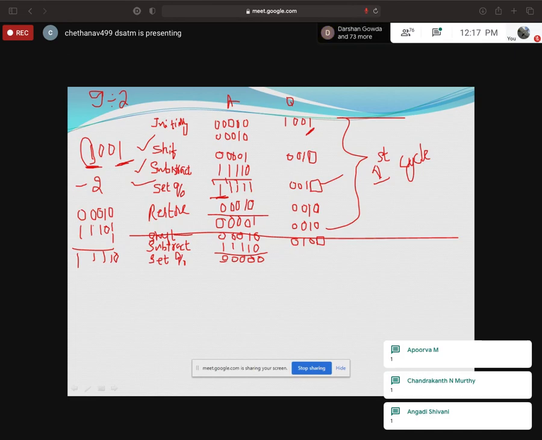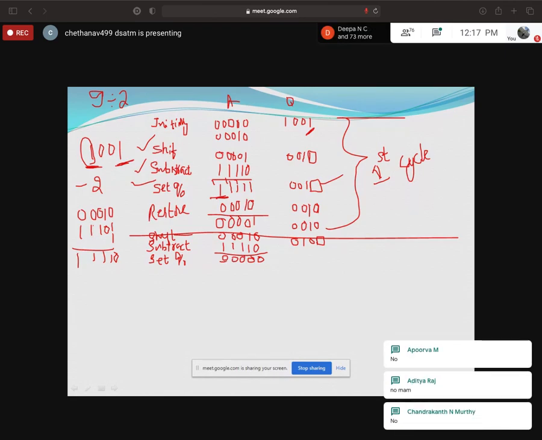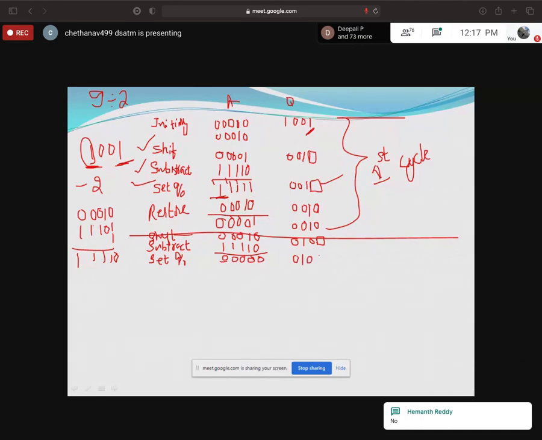Everybody understood? Then shall I restore it? Since it is 0, shall I restore? No, no need to restore. Very good. Just set your Q naught value to 1. That's all. I've filled this empty space with 1. That's all. Set Q naught. Yes, I've set it. But don't restore. Please don't restore.